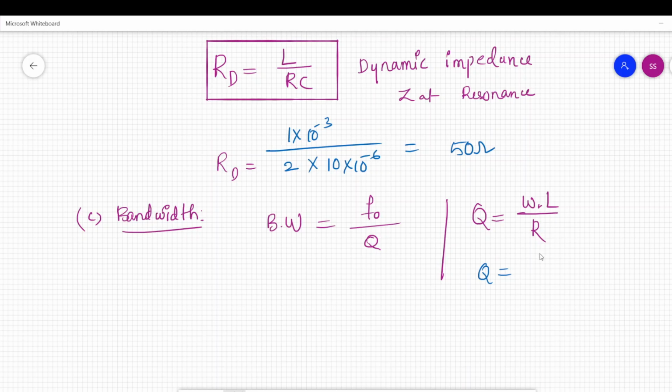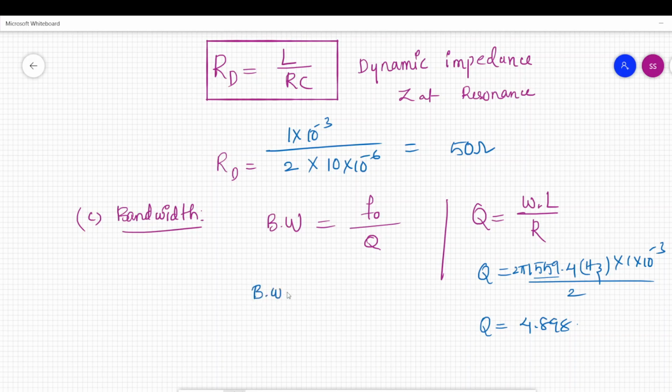What was the resonance frequency value we have found? That is 1559.4 Hz, right? Into 1 into 10 power minus 3 by the resistance value 2. This is a frequency in Hz, so I am going to multiply it with 2 pi. That will be our resonant frequency in radians per second. So you get the quality factor of the inductor as Q equal to 4.898. I am going to substitute this Q here.